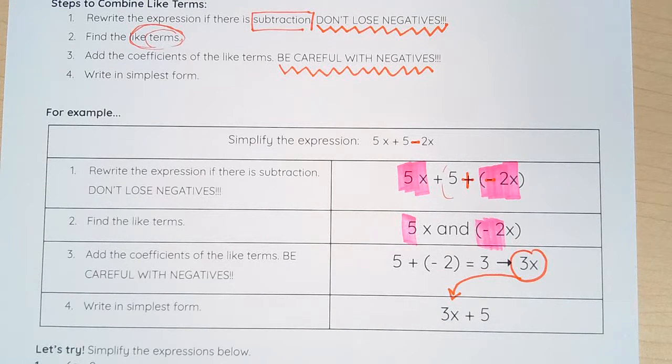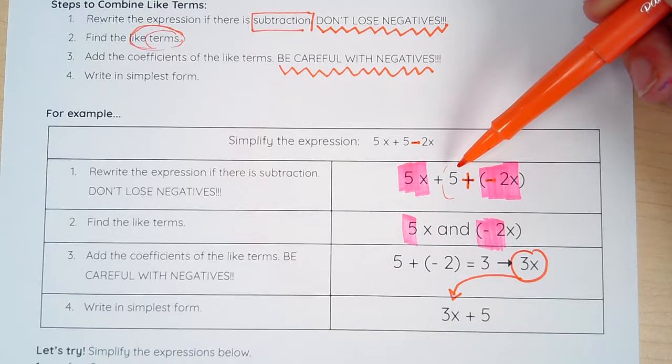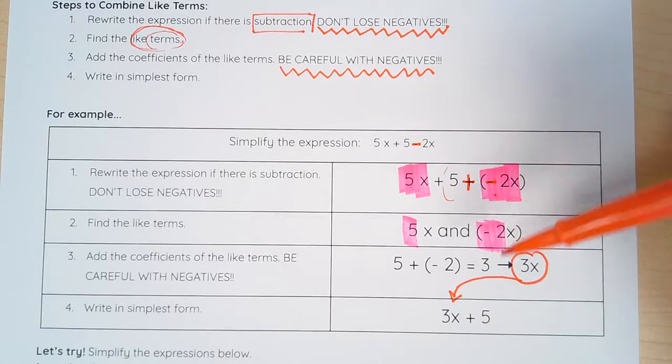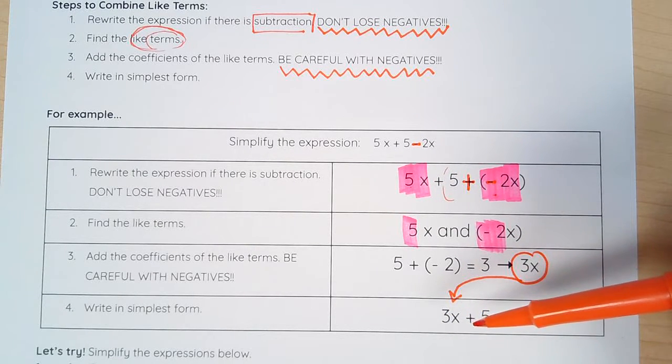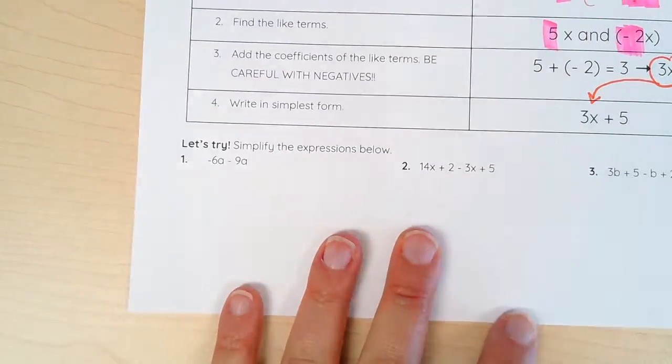Now, if that is confusing to you, you can go back to our food example. If you pretend those x variables are hamburgers and the constants are French fries, I can combine my hamburgers together into 3x hamburgers, but I cannot then combine that with my fries and say that I have 8 hamburger fries. That doesn't work. So I have 3x hamburgers and 5 fries. All right, let's see a couple more examples.